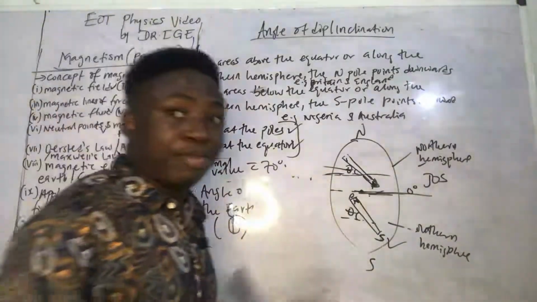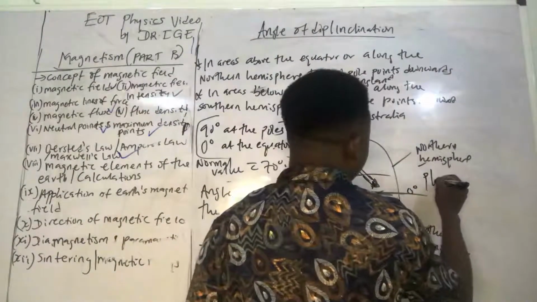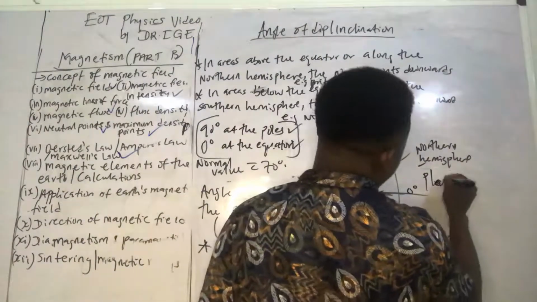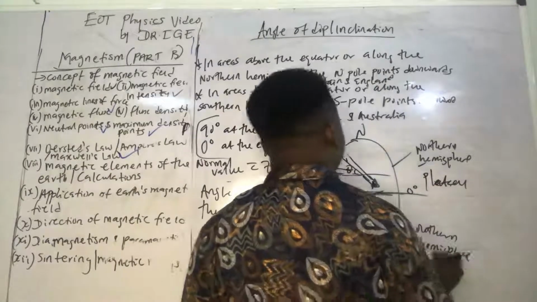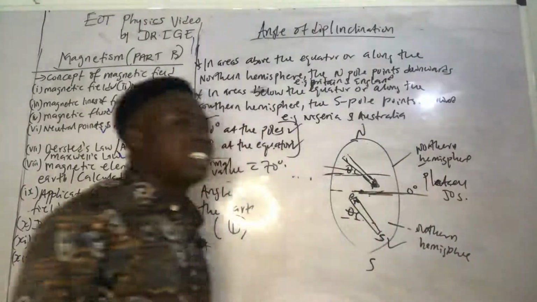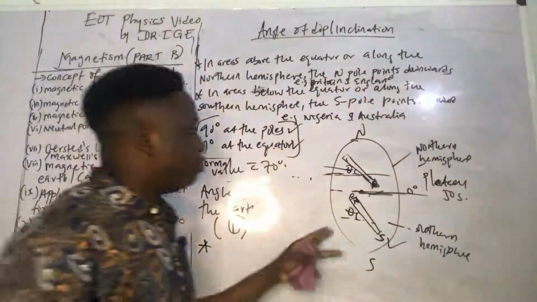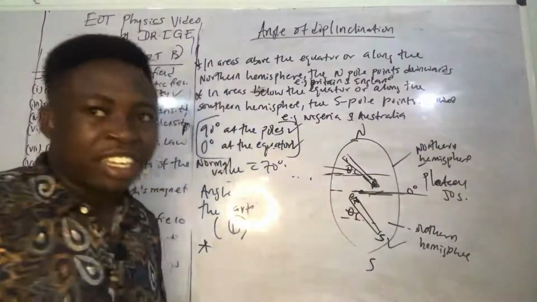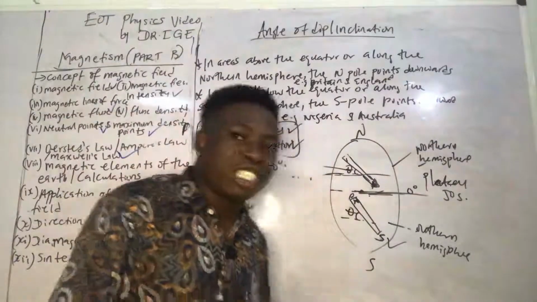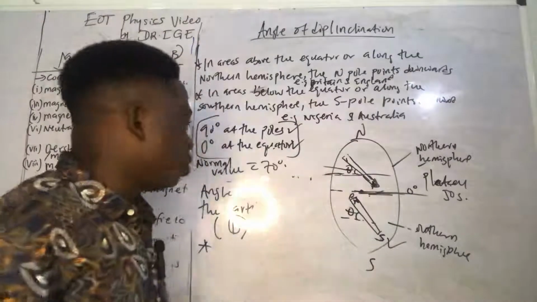Plateau state, rather. I remember I have asked students this question before. Plateau is the state, Jos is the city. So if they ask, in which of the following states is the angle of dip 0 in Nigeria? Is it Jos or Plateau? It is Plateau state, but the place is Jos. So please take note. They have asked it before in the exam.